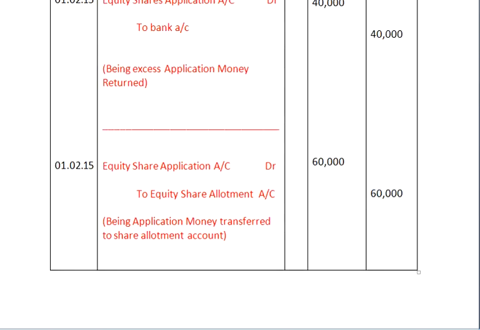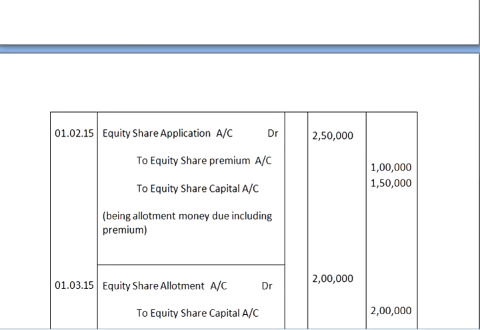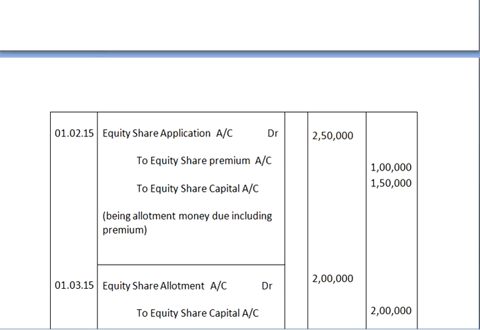Coming to the next point, we are receiving the premium in the application itself. That is also a new case here. Before, the premium was received on allotment; now we are receiving it on the application itself. The process is the same: share premium should always be credited. So on 1/2/2015, equity share application account debit 50,000 into 5 becomes 2,50,000. It may be confusing here.